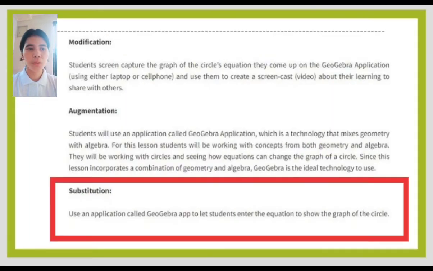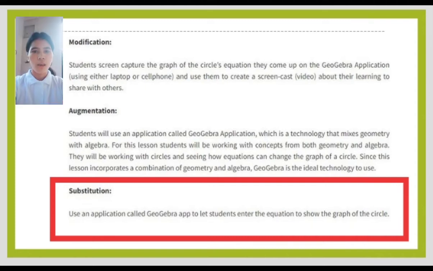Now, in order to integrate SAMR in the mathematics lesson plan, the teacher, under substitution, will use an application called GeoGebra app to let students enter the equation to show the graph of the circle. Instead of using traditional materials like pencil, paper, protractor, and ruler, here the technology is integrated in the lesson by using the GeoGebra app as a complete substitute.